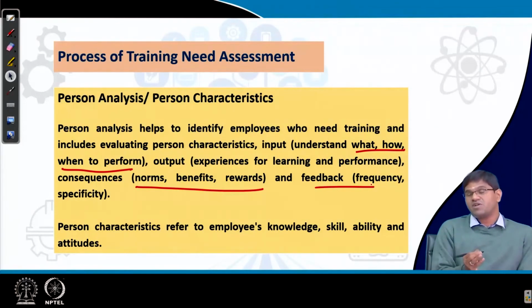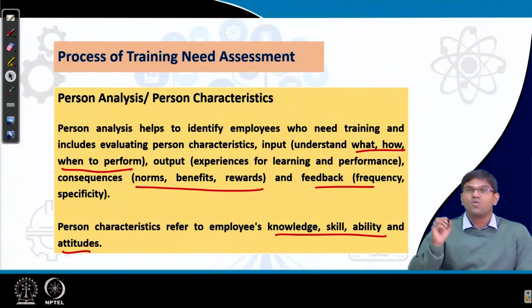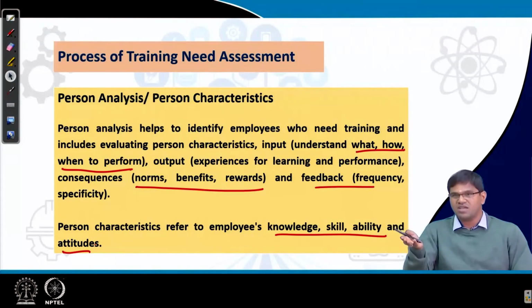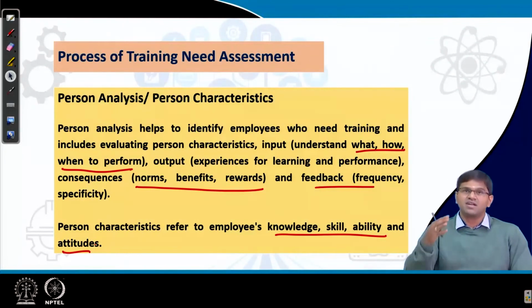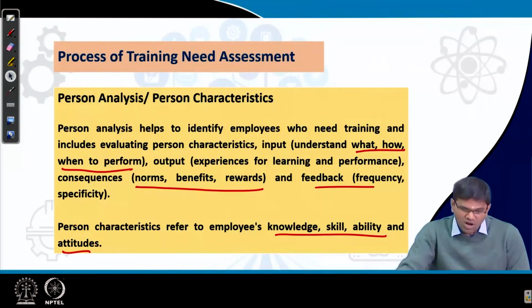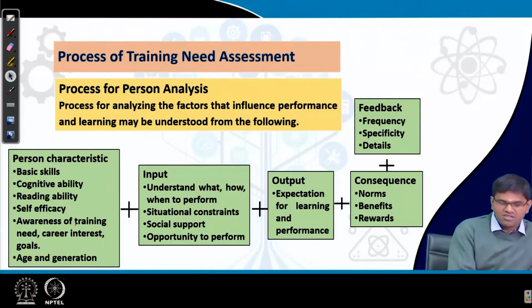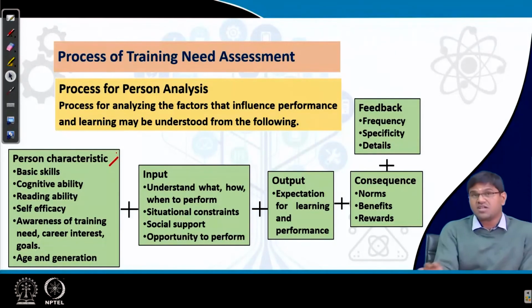So when we refer to personal characteristics, we also refer to each individual employee's knowledge, skills, abilities, and attitudes, so that we will be able to see what area is causing the performance deficiency, leading to the gap in the existing performance. If they are not able to meet the desired performance, then the training can be targeted towards it. Now we will also look at the process of this person analysis. What do you look at in the person analysis? First is the person characteristics. It is a comprehensive process.